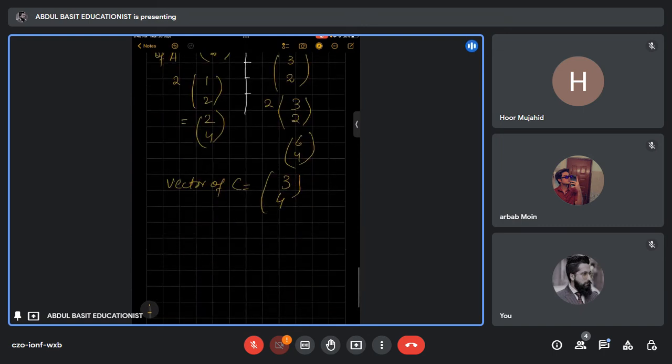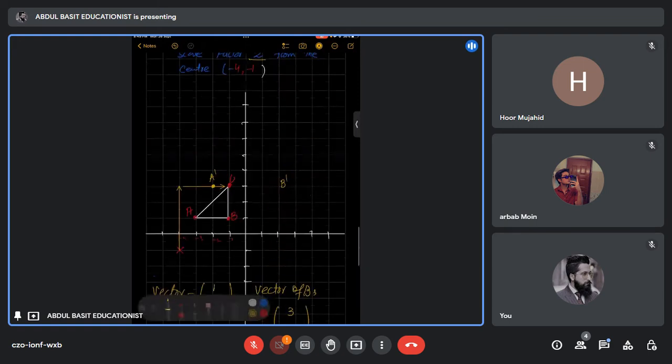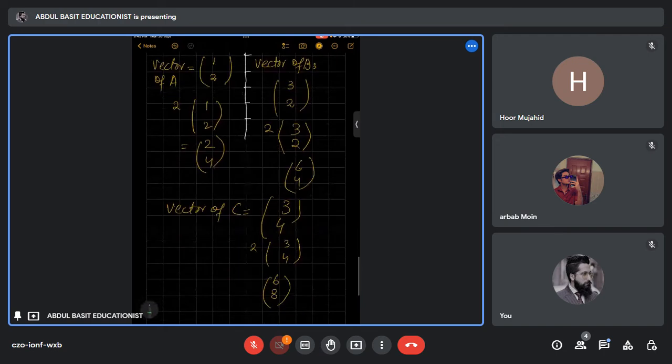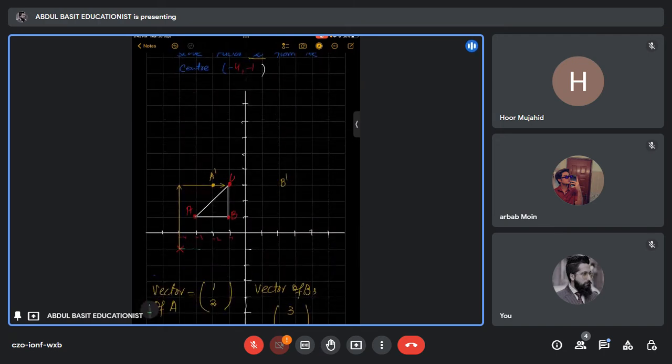Now multiply the vector by 2 because the scale factor is 2. So 2 threes are 6 and 2 fours are 8. Let me change the color. So the vector is 6 towards right and 8 up. So 6 towards right, agree? 8 blocks up. So this is 4 and this is also 4. So we got this point and this is my C dash. Now I'm removing the extra lines, as they would create confusion for you.